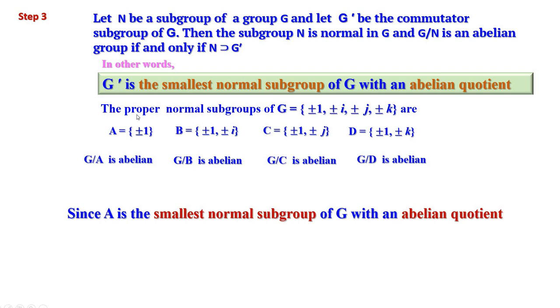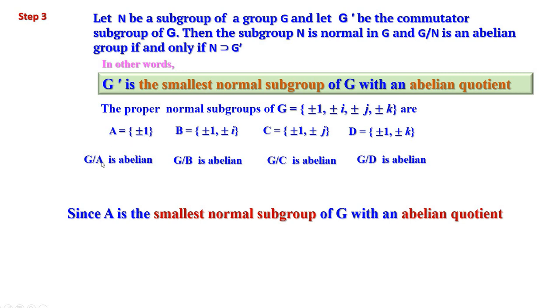That is, the proper normal subgroups of G are known. This should be known to you. So A is one subgroup, B, C, and D. All of them are normal subgroups. This is obvious, and the index of B in G being 2, and similarly C and D, they have index 2. They all are normal, and this one is also a normal subgroup.